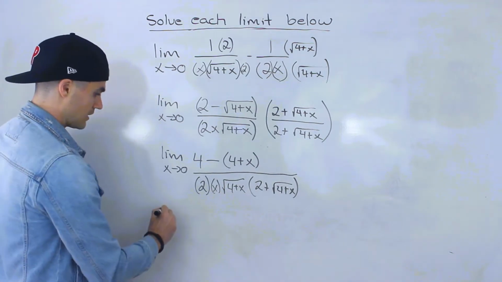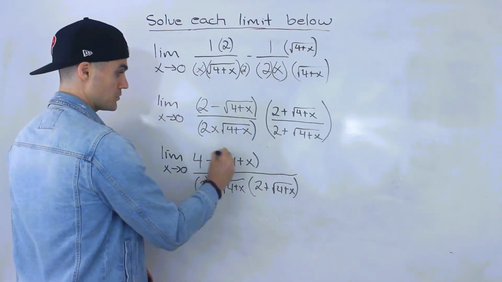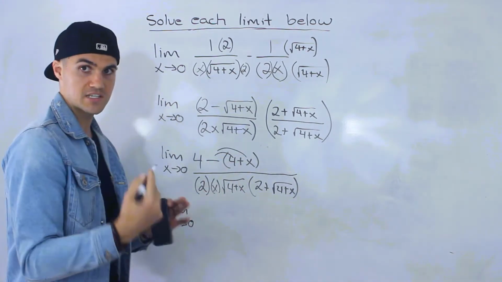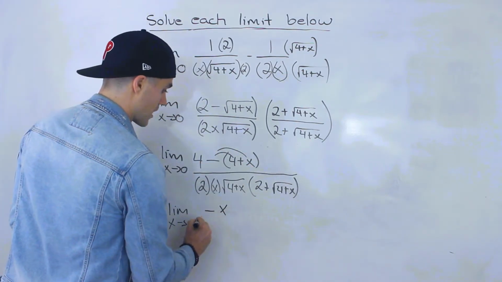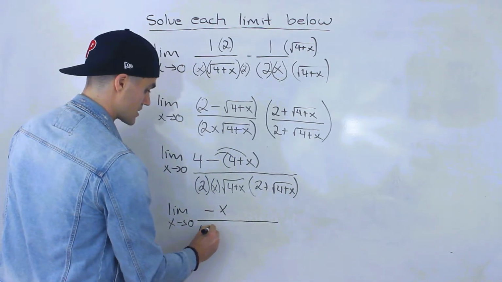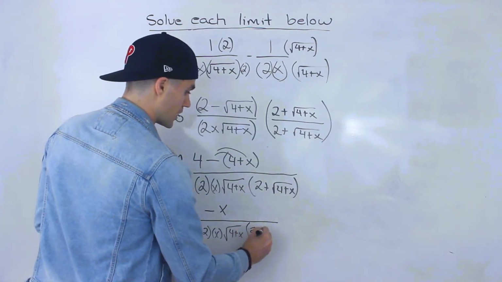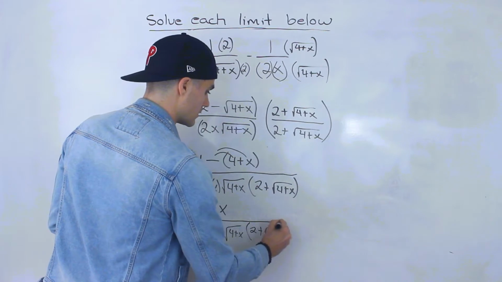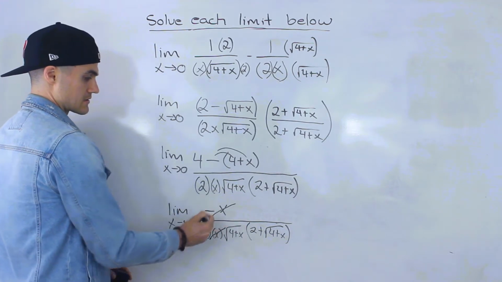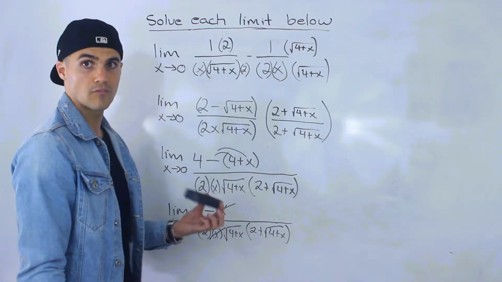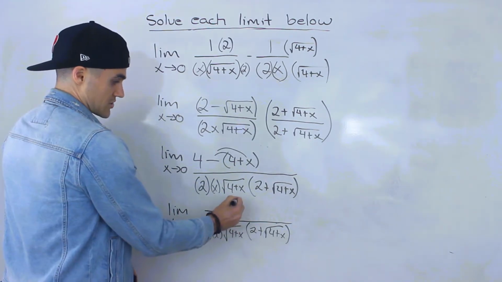And so what's going to happen from here is we can simplify the numerator. So we can distribute that negative inside the bracket. Notice 4 minus 4 would be 0. Distribute that negative to this x, so we'd just be left with a negative x up top. And then we'll have 2 times x times root 4 plus x times 2 plus root 4 plus x, like that. And now notice the x's cancel out. So we wanted to get rid of that x in the denominator, so now we can plug in 0 for x. And so there's a negative 1 left up top.